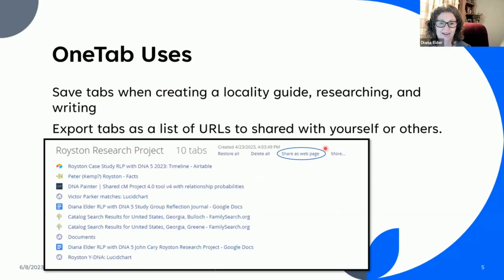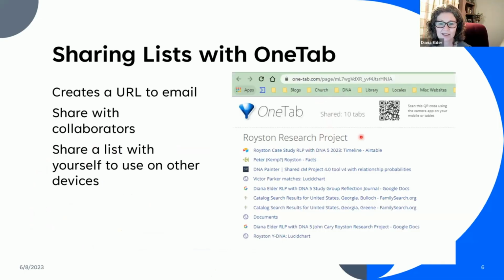Now, let's say you want to export a list to share with yourself or others. You do that just by clicking on Share as a Web page. The reason you might want to do this is this only works on whatever computer you're working on. So I also work on a laptop, and my OneTab lists on my desktop don't transfer to my laptop. So if I know I'm going to be working on a project on my laptop, I will share as a web page, and then what it will do is give me a URL. So you can see here that this list was exported, and it's a special list now, and there's a URL. So if I email that to myself, then I can open it up, and there's all my tabs right there. And I can go to work on whatever computer I'm working on.